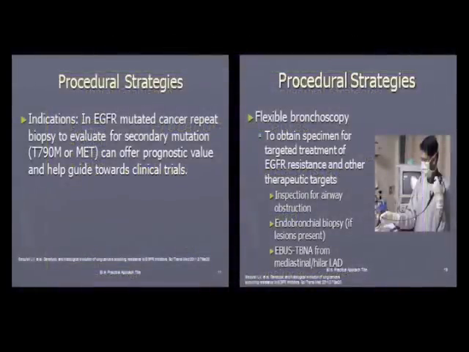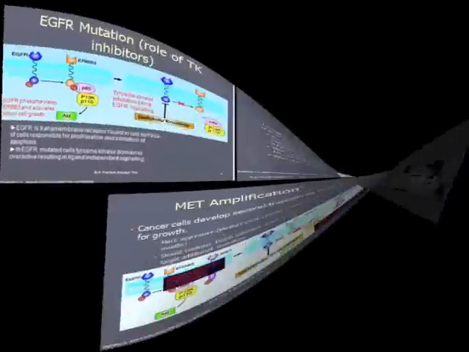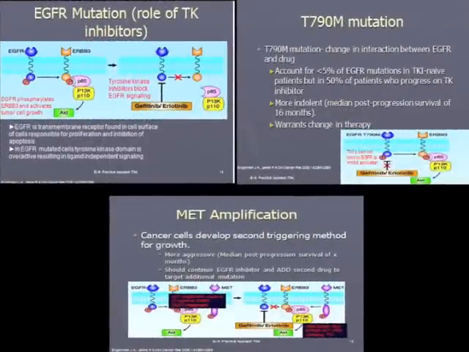This is used as an opportunity to review and consider the goals of the intervention and the necessary technical skills and equipment needed to achieve those goals. In this particular case, we use procedural strategies as a launching point to discuss in further detail the indications for repeat bronchoscopic biopsy in EGFR-positive adenocarcinoma.